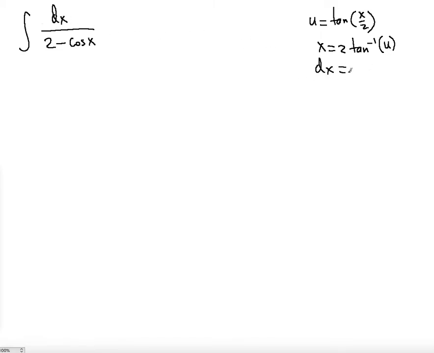The dx is going to be the differentiated right side, which is 2 over 1 plus u squared du, because the derivative of arctan is 1 over 1 plus u squared, and the 2 is not touched, it's placed outside. So now we need the cosine. To get the cosine, we're going to need this equation again and take cosine of both sides.